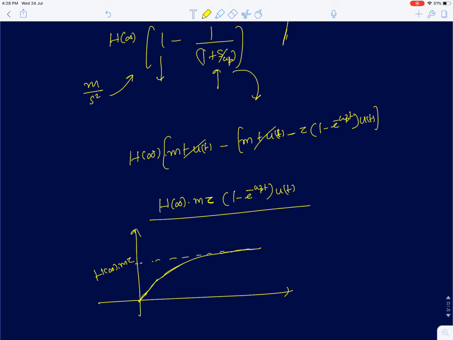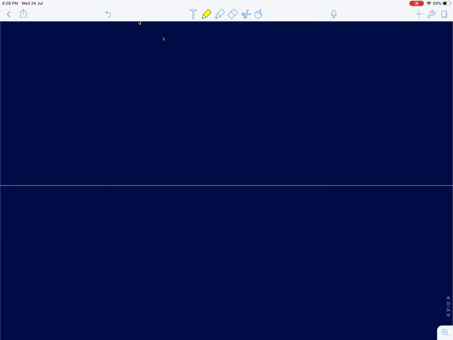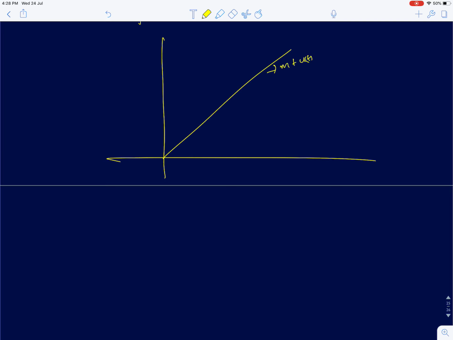Okay. Now if you look at your input, it's a ramp. It's actually a ramp. Let me plot this in a different graph. The input is actually a ramp, but the output with a slope m t into u of t. Here I'll assume the H infinity as 1, just for illustrative purposes. It's easier to show it that way.